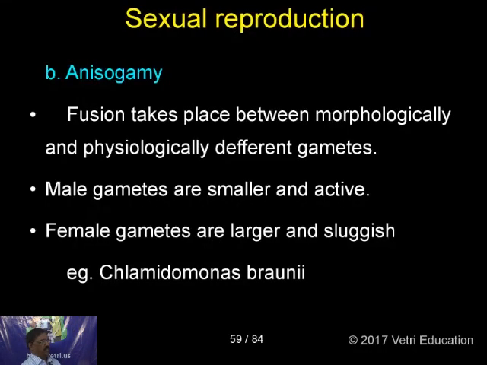Regarding anisogamy, the name itself indicates that the gametes are different, that is, morphologically different. Some are bigger gametes, the moving gametes, or maybe very small gametes, morphologically and physiologically different. The male gametes are smaller and active, they move speedily, whereas the female gametes are larger and sluggish, with slow movement, like a snail. You can find this in Chlamydomonas braunii, an example of anisogamy.